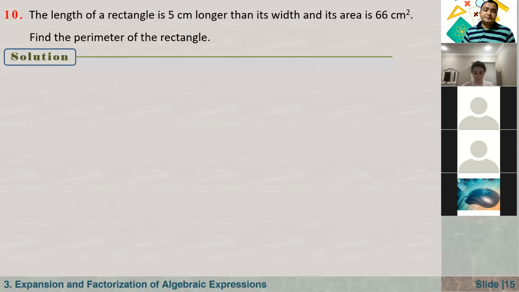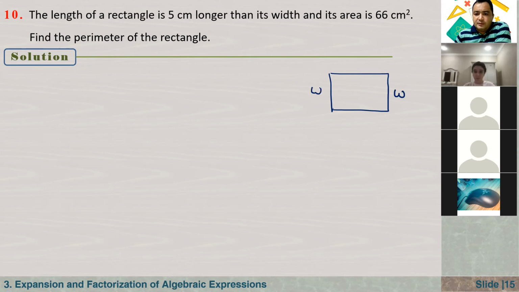Anyway, guys, let's continue. The length of a rectangle is 5 centimeters longer than its width. Okay, immediately we need to draw our beautiful rectangle. Let's say the width is W, and the length is 5 centimeters longer, so length should be W plus 5. And it says that its area is 66. What is area? Width times length, that is W times (W plus 5), that's equal to 66. Find the perimeter of the rectangle.